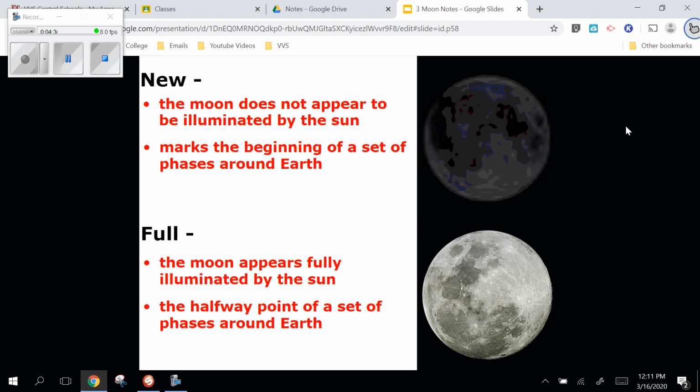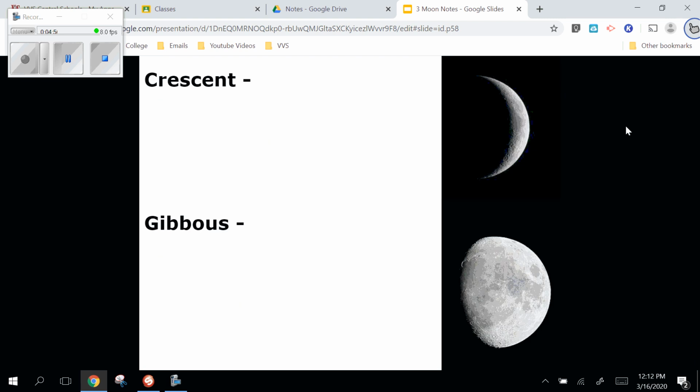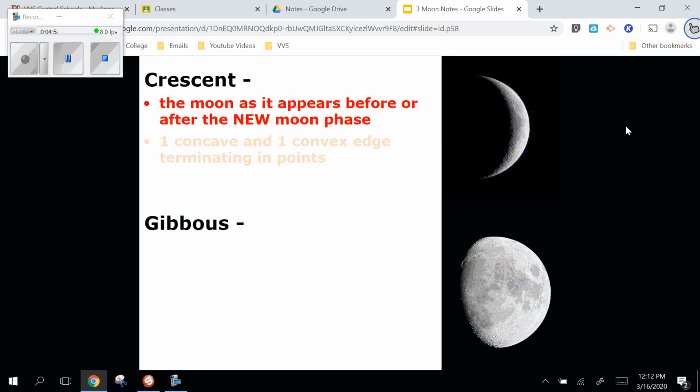Full moon, okay? Fully illuminated half we get to see. Remember this whole set, if we say 30 days, from new moon to new moon would be 30, so new moon to full moon would be about 15 days, a little over 2 weeks, because there's 4 weeks in a month. Crescent moon is when less than half of the illuminated portion can we see.